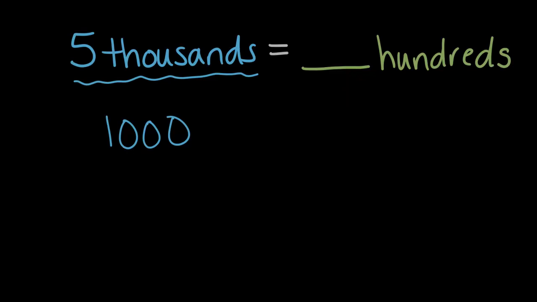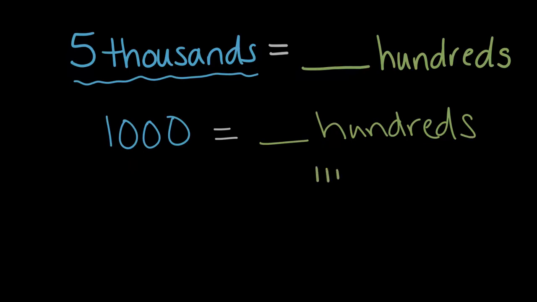In 1,000, how many hundreds are in 1,000? 1,000 equals how many hundreds? Well, let's see. Let's count by hundreds until we get to 1,000. And I'll keep a little tally mark so we can keep count of how many hundreds it takes us to get to 1,000. 100, 200, 300, 400, 500, 600, 700, 800, 900, 1,000. So it took 10 hundreds to get to 1,000. So 1,000 is 10 hundreds.